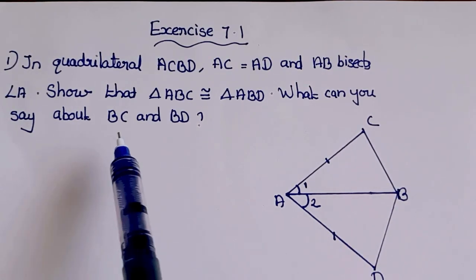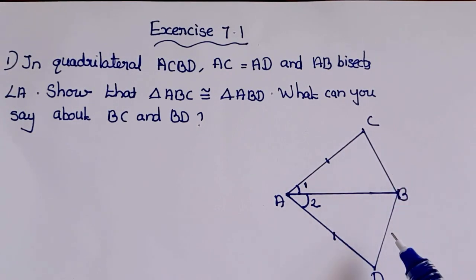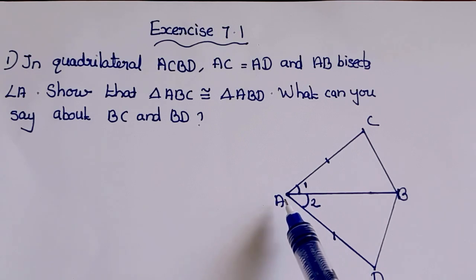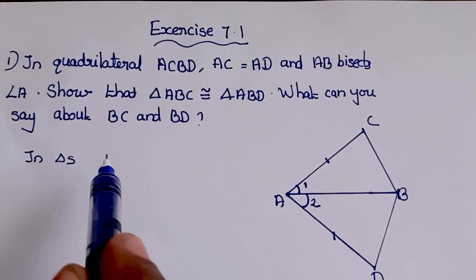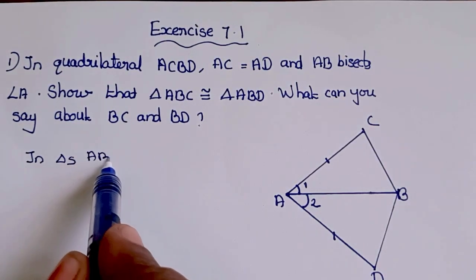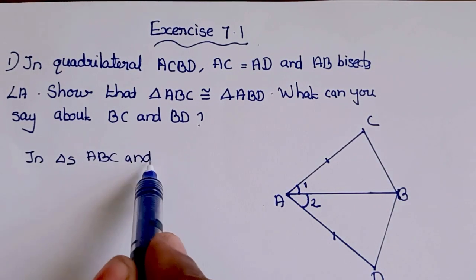What can you say about BC and BD? We have to say whether they are equal or not. Okay. Solution. In triangles ABC and ABD.